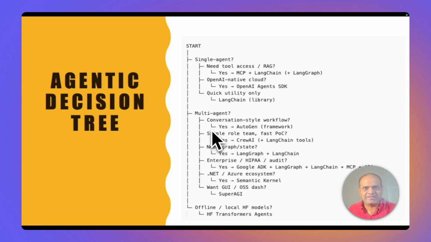And the other cheat sheet that I have is when to use an agent versus not. If it's a single agent and it requires tools, go with MCP, LangChain, and LangGraph. If you are working with OpenAI, pick their OpenAI SDK. If it's not an agentic system, or a single agent, you can even build it using LangChain.